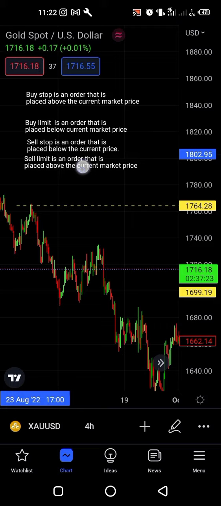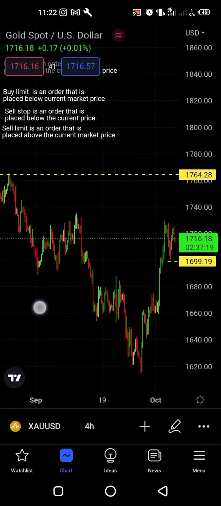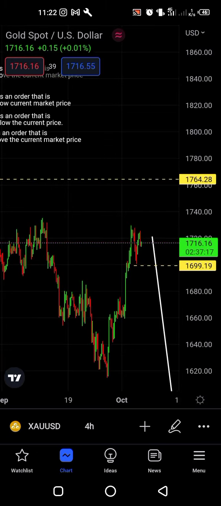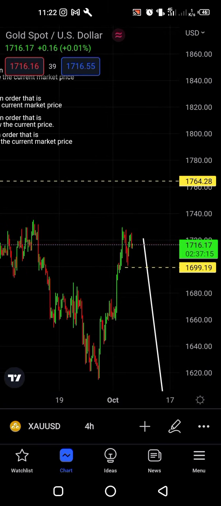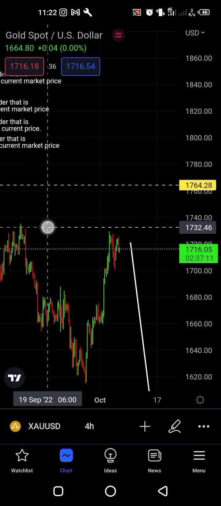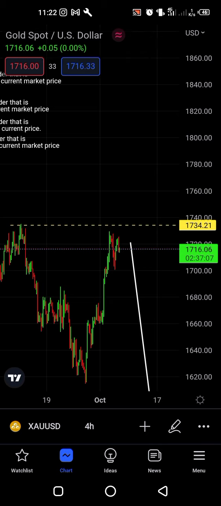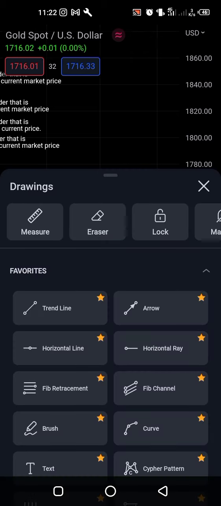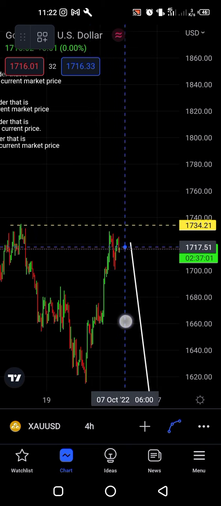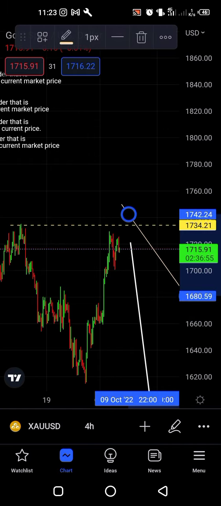So this is it. Now this is the current market price. If you believe that price has to come back here before going down, then your pending order will be above. So it will be something like this.